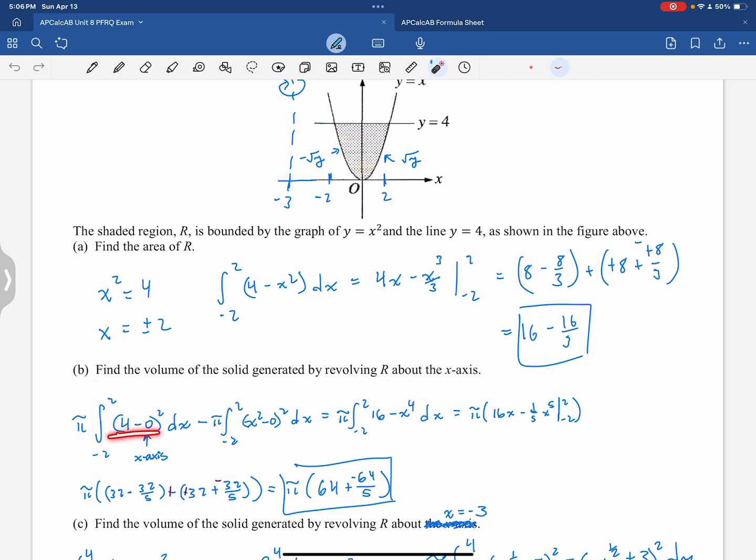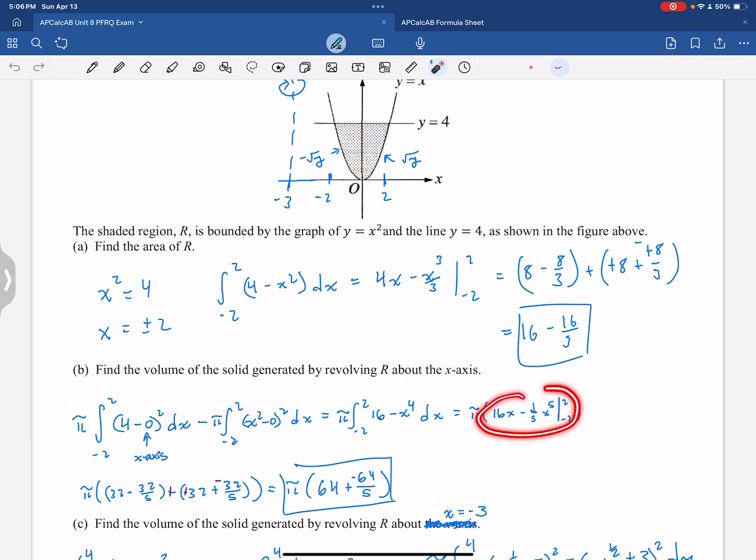Okay, so this is just 16, and this is going to be x to the 4th power. So I put that right here. I took the pi out of each of those, and now I just have to integrate that. So I do the antiderivative of 16, I get 16x. I do the antiderivative of x to the 4th, I get 1/5 x to the 5th. And then I have my upper bound and lower bound.